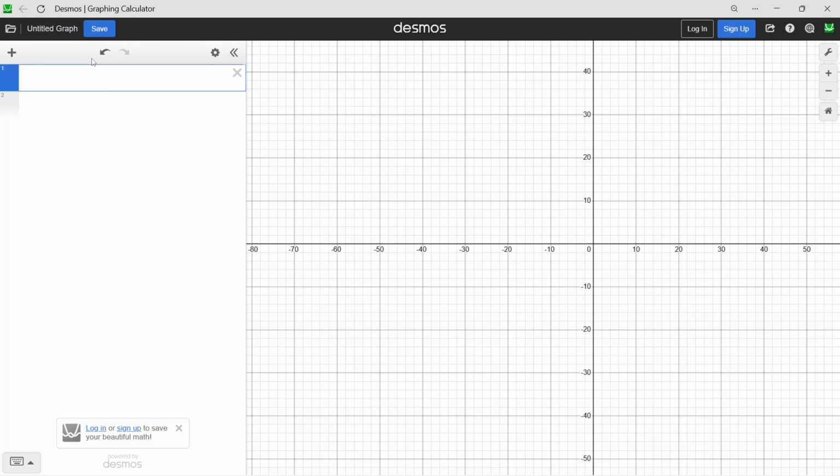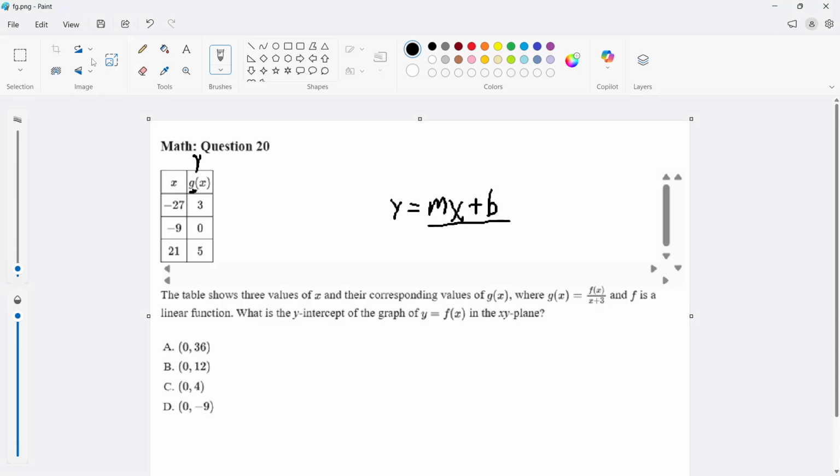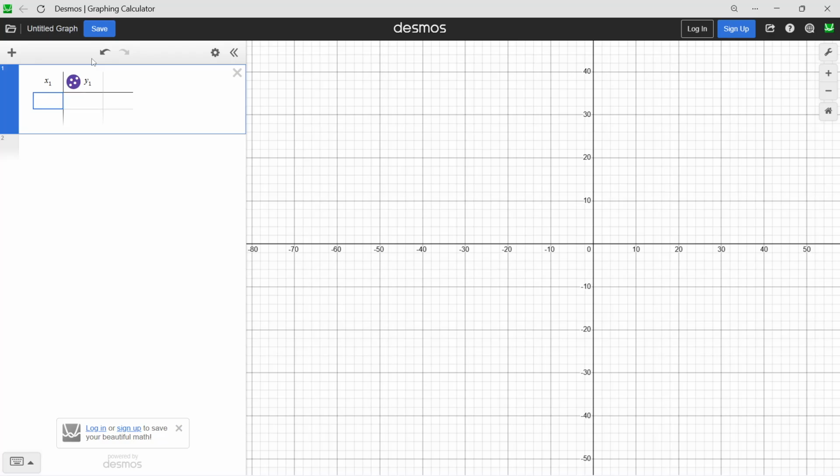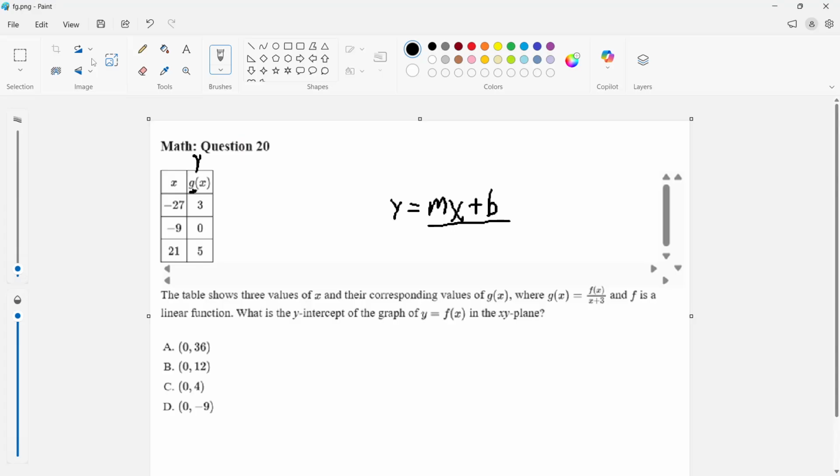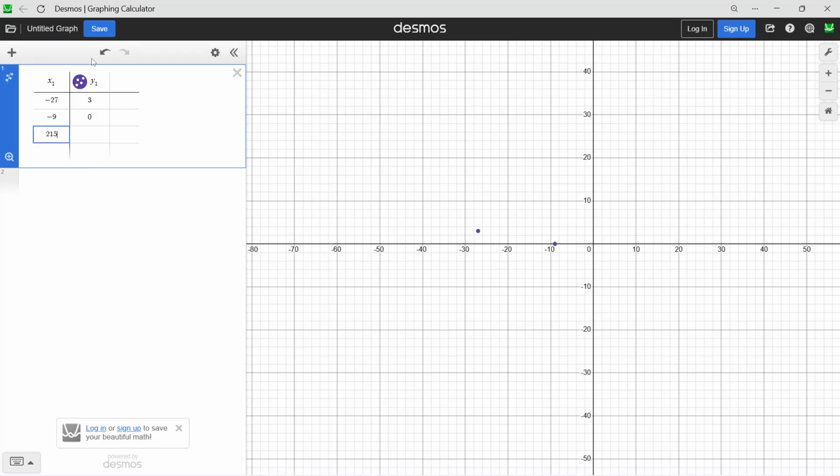So watch, I'll put the table in, and I got x1, y1, and I put minus 27, 3, and then I put negative 9, 0, and 21, 5. Whoops, not 215, 21, 5. And now, watch what happens.